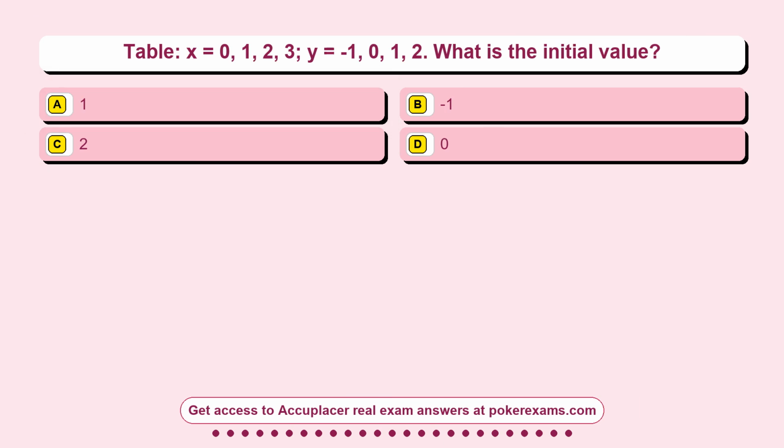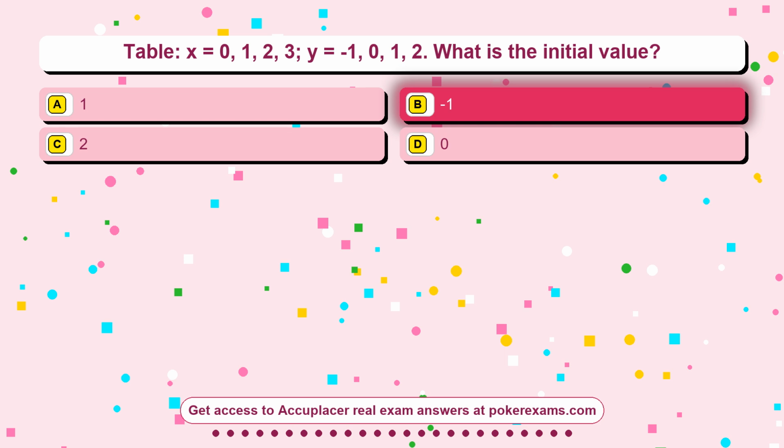Table: x equals 0, 1, 2, 3; y equals -1, 0, 1, 2. What is the initial value? Option A, 1. Option B, -1. Option C, 2. Option D, 0. The correct answer is option B, -1.